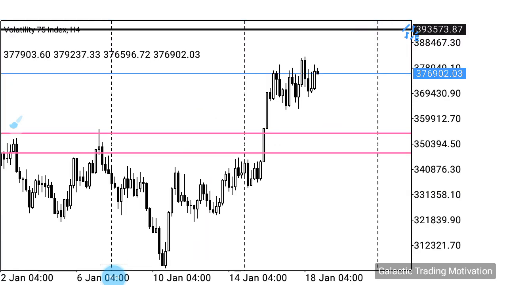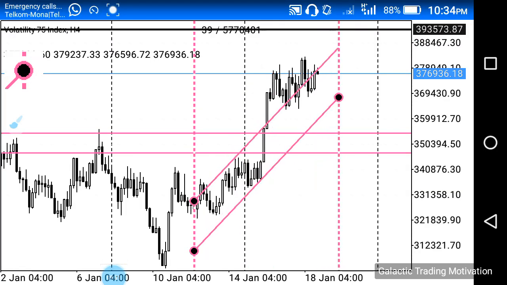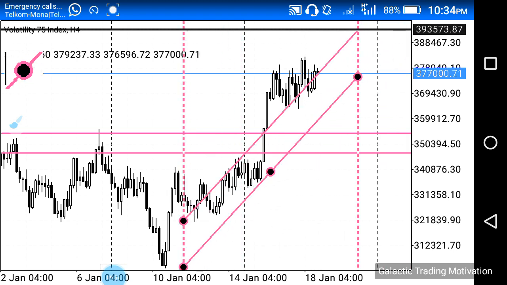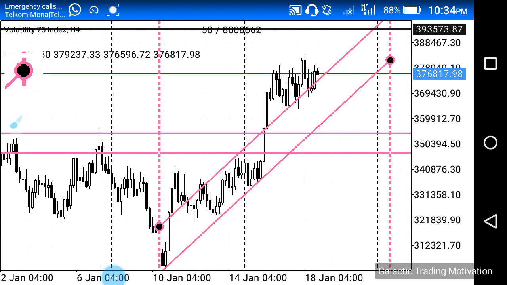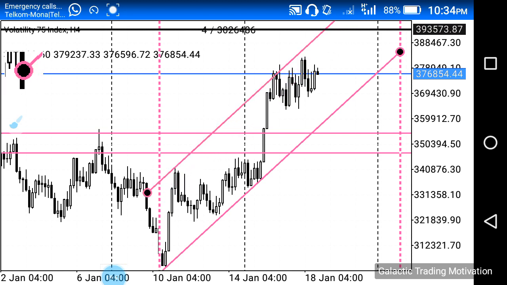Let's see. I would say that this would be my H4 channel, and just remember that all of our drawings need to be as accurate as possible. Anyway, here we are on the H4 chart, guys. So what do we see on the H4 chart?